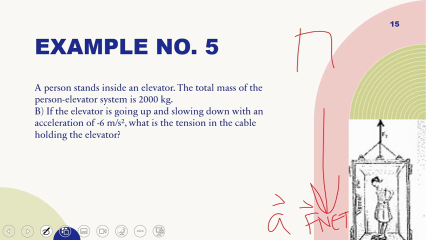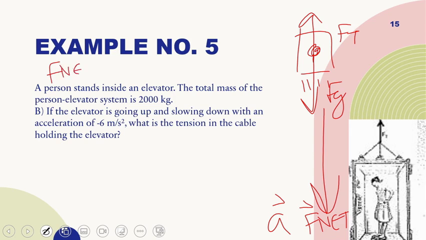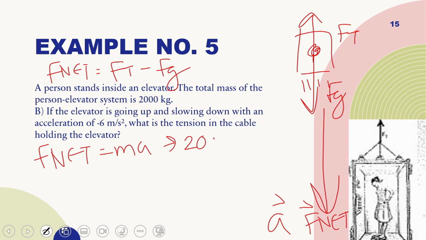Now, the only forces acting on the system are the tension force from the cable and the gravitational force. So, the gravitational force is greater than the tension force. Just like last time, we'll set up an equation with all the forces and the net force. The net force is equal to the upward forces, or F sub t, minus the downward forces, or F sub g. And we know that the net force is equal to the mass times the acceleration, thanks to Newton's second law. And we'll just plug in our values of 2,000 kilograms for the mass and negative 6 meters per second squared for the acceleration to get that the net force is equal to negative 12,000 newtons.